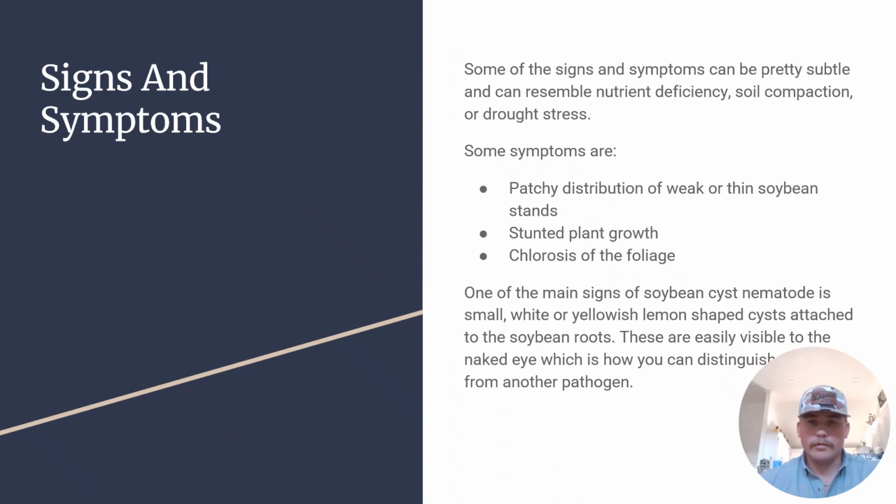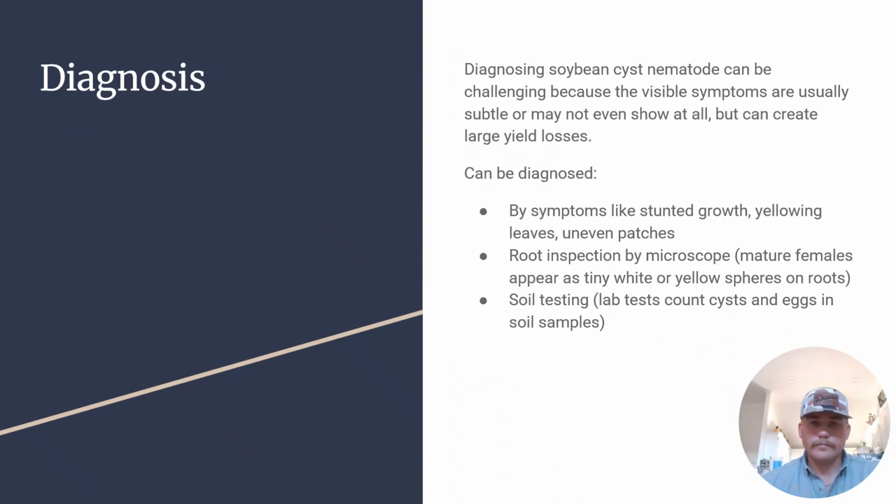Some of the signs and symptoms. They can be pretty subtle and can resemble nutrient deficiency, soil compaction, or drought stress. Some symptoms are patchy distribution of weak or thin soybean stands, stunted plant growth, chlorosis of the foliage. One of the main signs of soybean cyst nematode is small, white, or yellowish lemon-shaped cysts attached to the soybean roots. These are easily visible to the naked eye, which is how you can distinguish this from another pathogen.